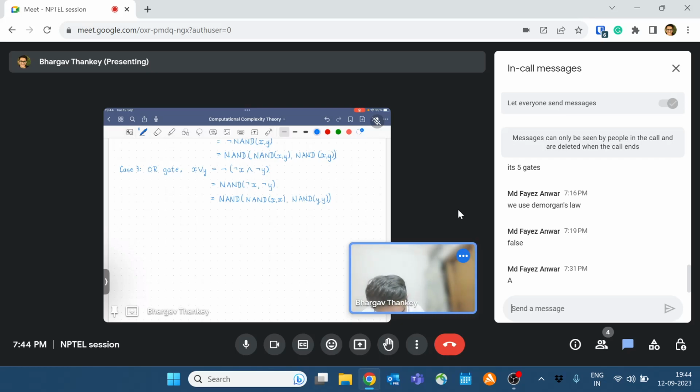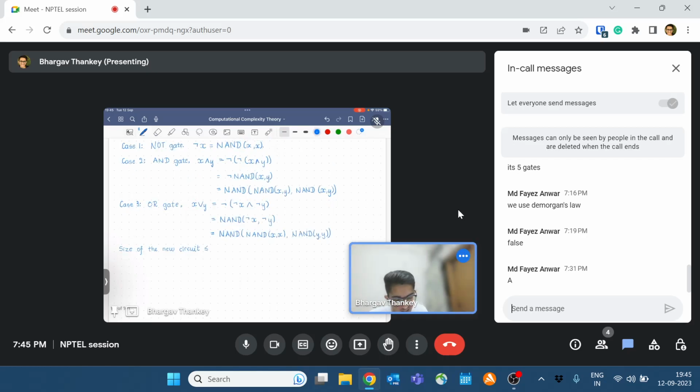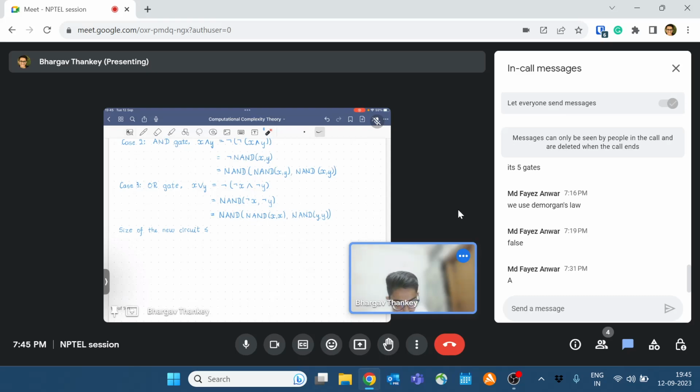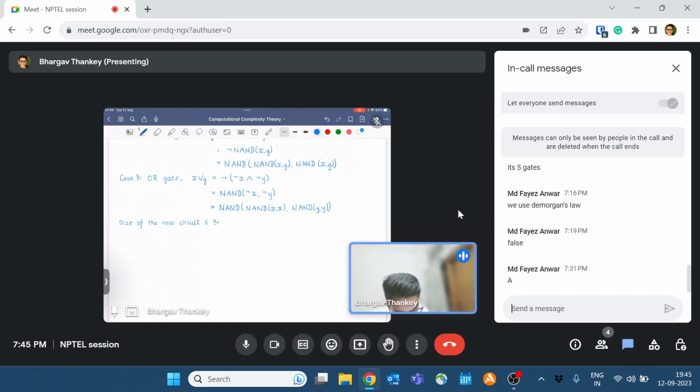What's the size of the new circuit? Every NOT gate is replaced by just one NAND gate, every AND gate is replaced by three NAND gates, and every OR gate is replaced by three NAND gates. So the size of the new circuit is at most three times the size of C_n, which is still poly(n).